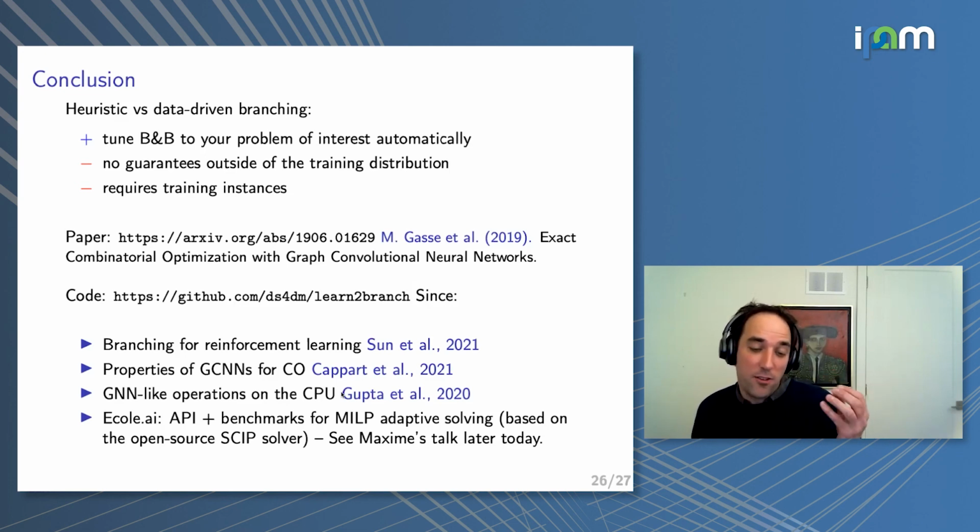The last thing I'll mention quickly is that one of the struggles in these sorts of projects, I believe, is to obtain data, and to understand lots of the intricacies of some of these solvers. Some people in Montreal have been developing this framework called Ecole.ai, which is an API and benchmarks for MILP adaptive solving. And if you're here, Maxime Gasse will actually talk about this framework later on today.